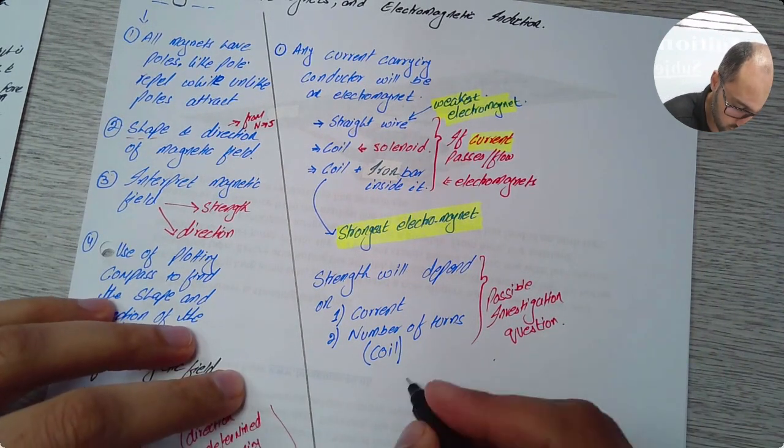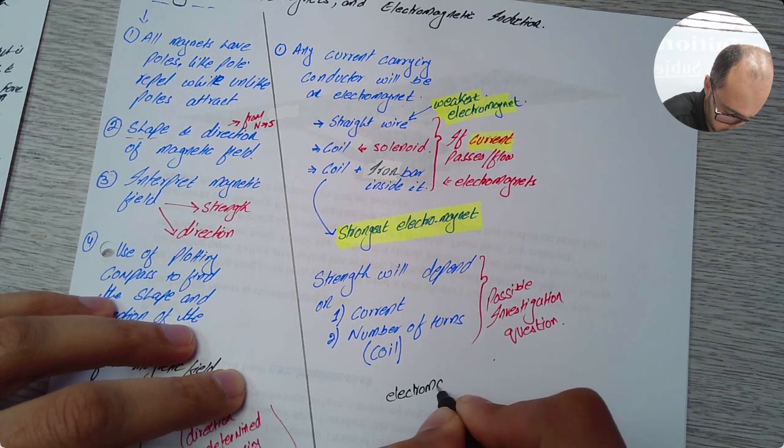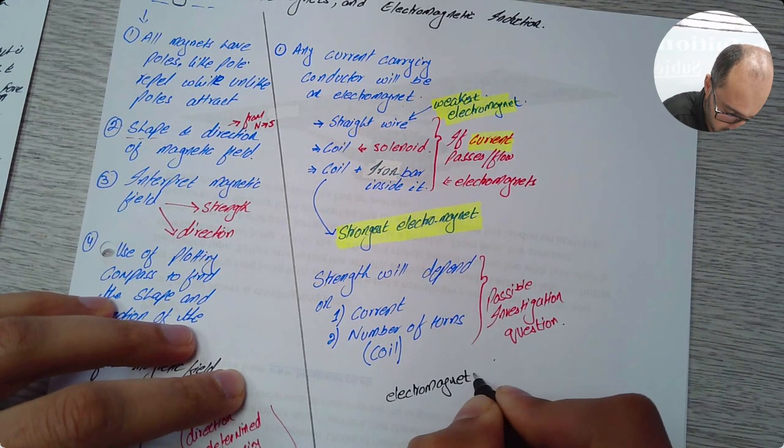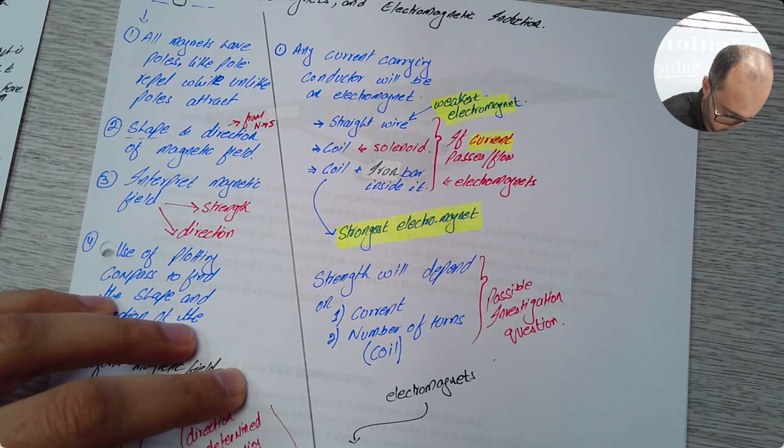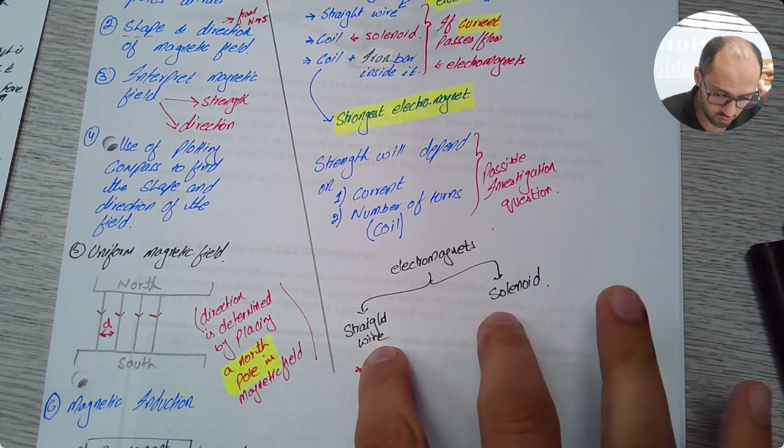We will need to know about, so we've seen, electromagnets. I'll have a straight wire, and then I have here the solenoid. You must know how to determine the magnetic field, the shape and its direction around these two types of electromagnets.